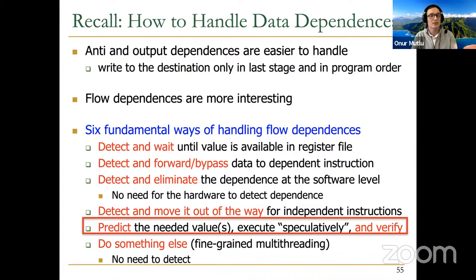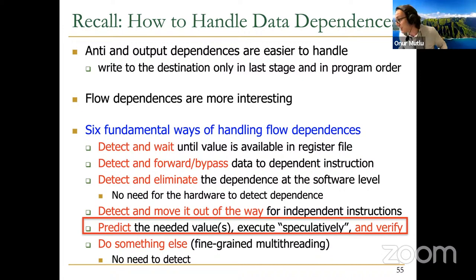If they match, no problem. You don't need to do anything. If they don't match, well, too bad. You need to flush the pipeline. Flush this instruction and all of the instructions after it. So this is called value prediction. It's not really employed in the general sense in many processors because it complicates the pipeline even more. And you also need to do the prediction, right? How you do the prediction is a question.